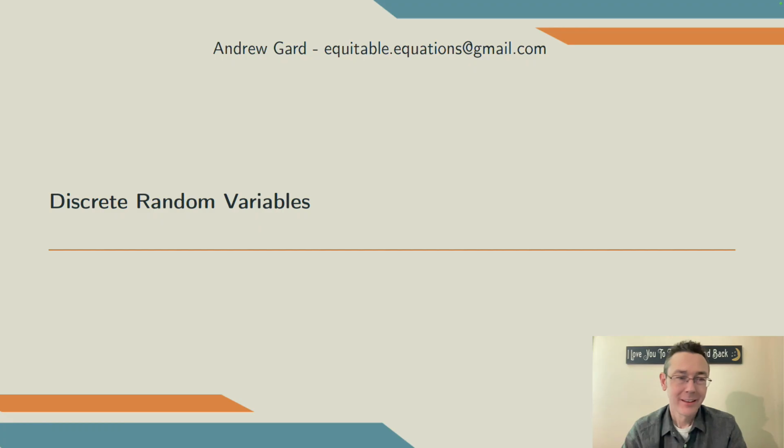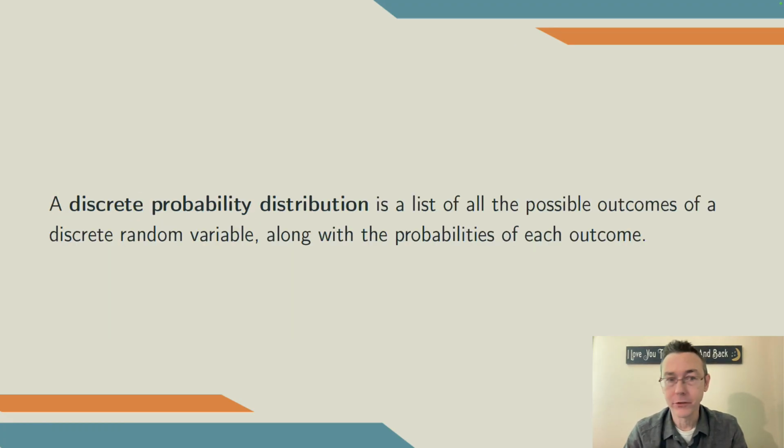Hey everybody. Today we're talking about discrete random variables and discrete probability distributions. So a discrete probability distribution is just a list of all the possible outcomes of a discrete random variable, along with the probabilities of each outcome.